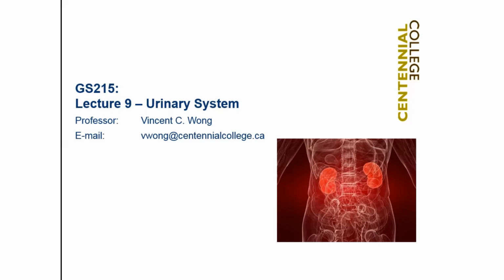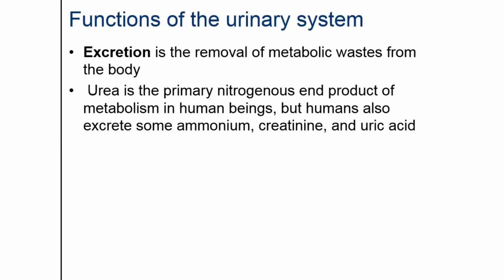So we're going to be talking about the urinary system. Basically, the function is what we call excretion. Excretion is the removal of various metabolic waste from the body. These metabolic wastes typically are going to end up in your blood, and the kidney's job is to basically take these wastes from your blood, and as a byproduct of that, you generate urine.